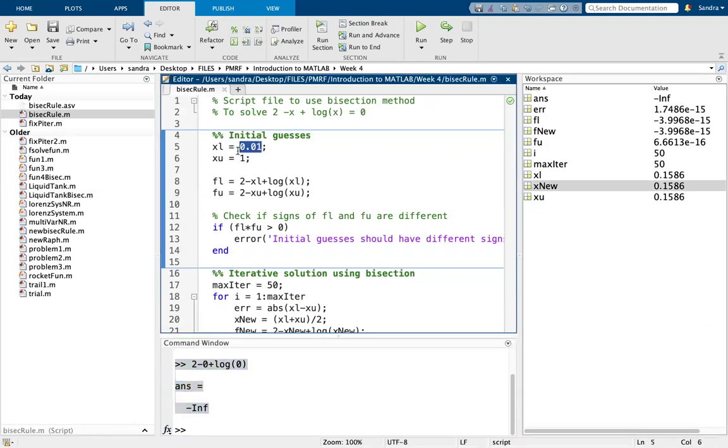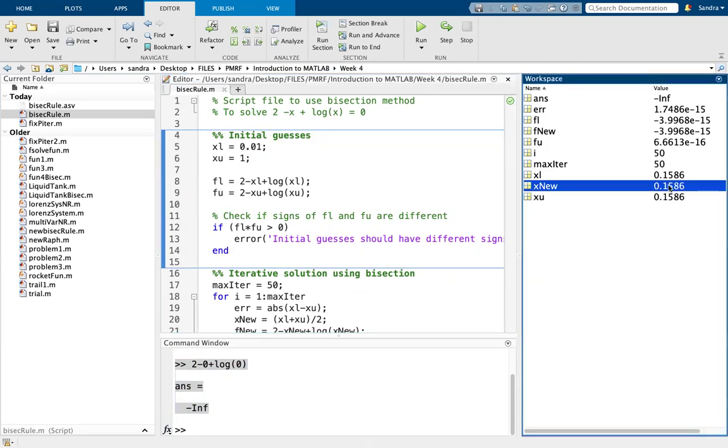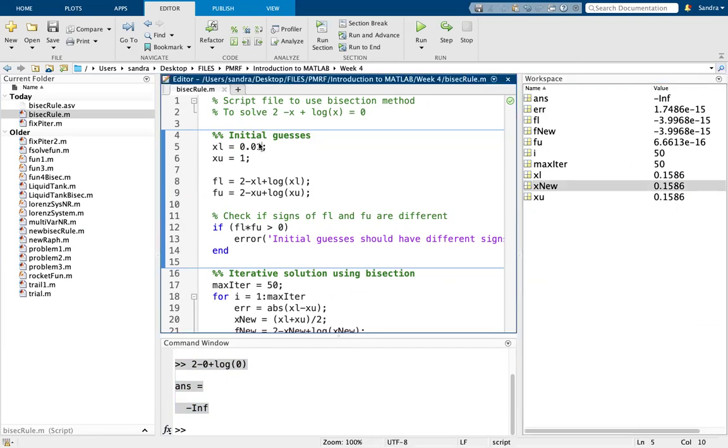You have to give a slightly different value than 0. So what I did is I have to get 0.15 something, so I gave the bracket 0.01 and 1. And I landed on the first root, that is 0.1586. Is this clear? I hope this is clear.